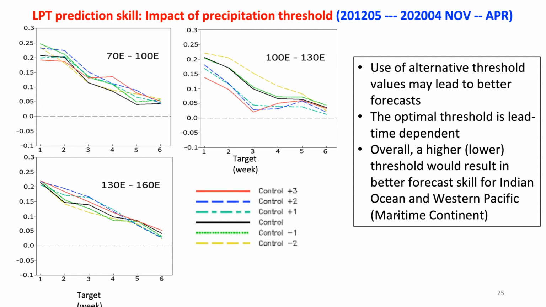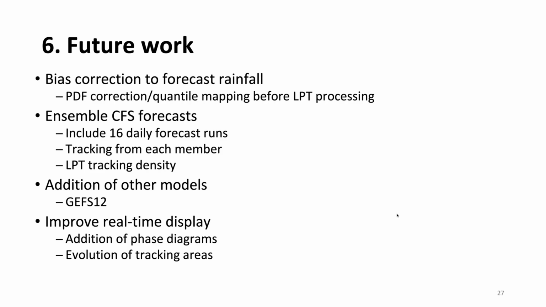So next one, please. Here we are looking at a scatter plot of precipitation for 3 different regions. The top row is for the Indian Ocean, the middle row is for the maritime continent, and the lower row is for the Western Pacific. The left column is for day 4, the center column is for day 11, and the red column is for day 18. So let's look at the top row.